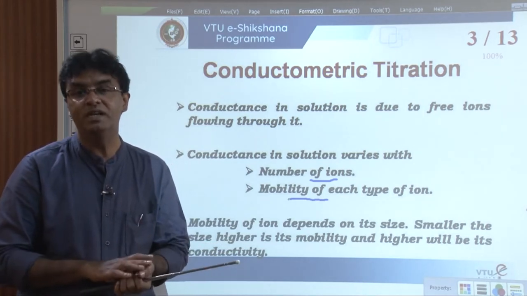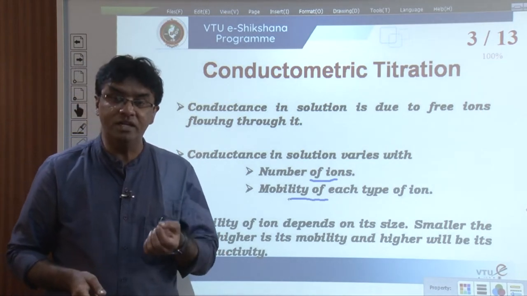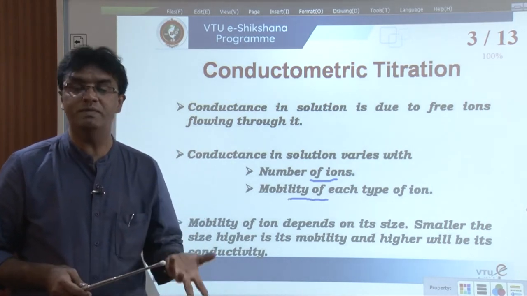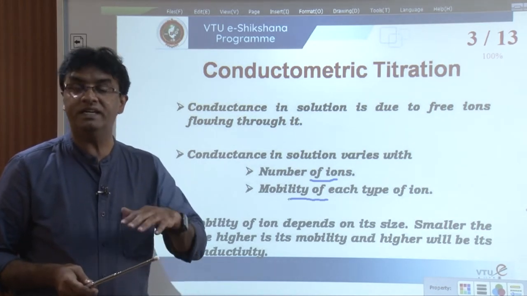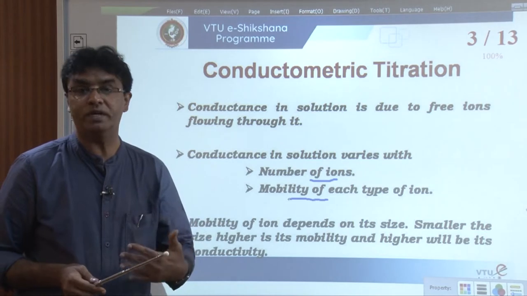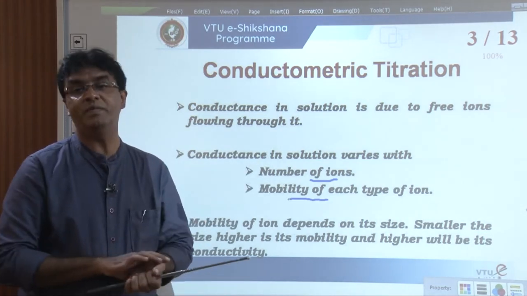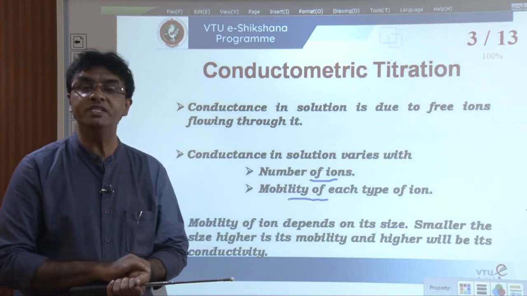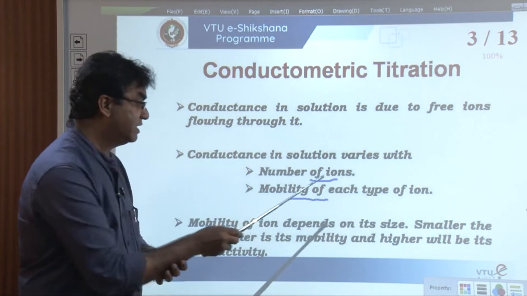Conductance or specific conductance in general is dependent upon the existence of free ions in the solution. For any solution to show some conductance, there must be free ions present, and the extent of conductance, whether higher or lower, depends upon the number of ions present and also upon the mobility of each type of ion. And the mobility of the ion depends upon its size.